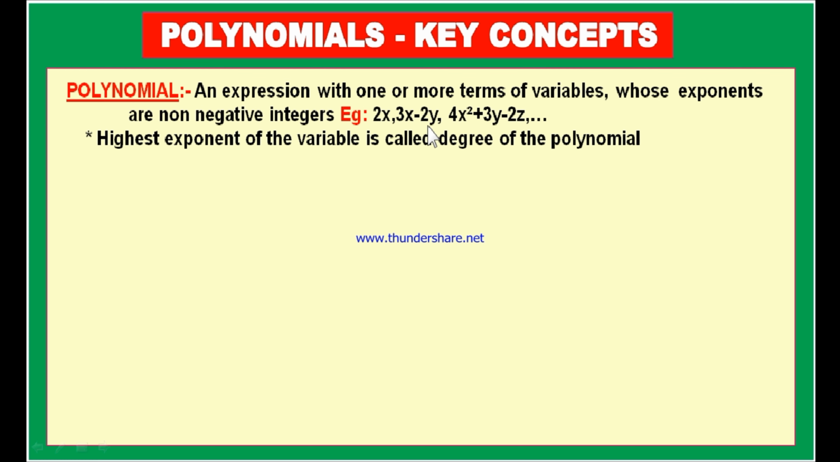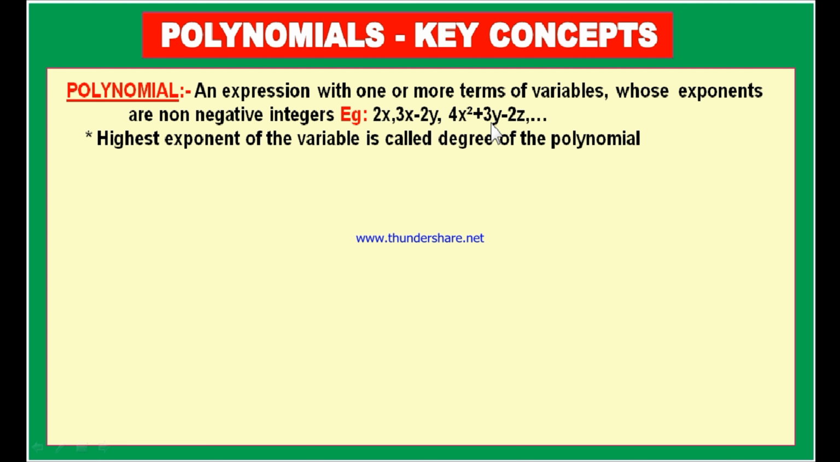And in the second case, the second polynomial is 3x minus 2y. Here there are two variables x and y. The highest exponent of the first term is 1 and the highest exponent of the second term is also 1. Then the highest exponent of the variable of this total expression is 1. Therefore the degree of this polynomial is also 1.